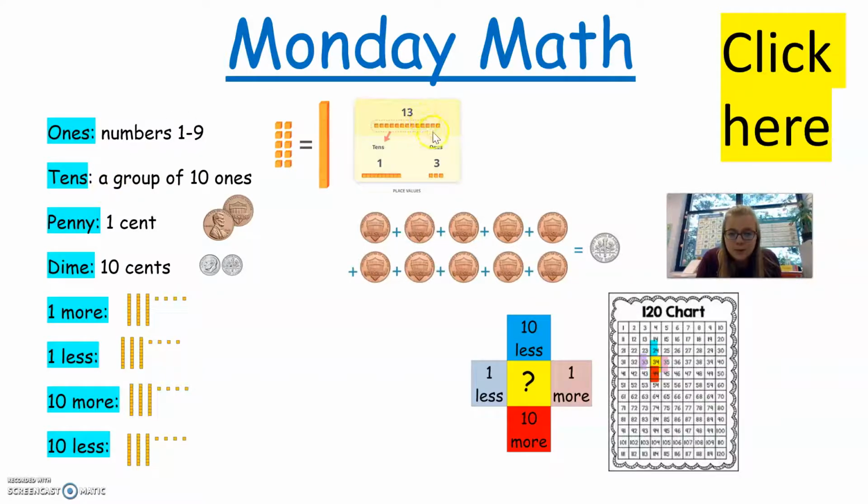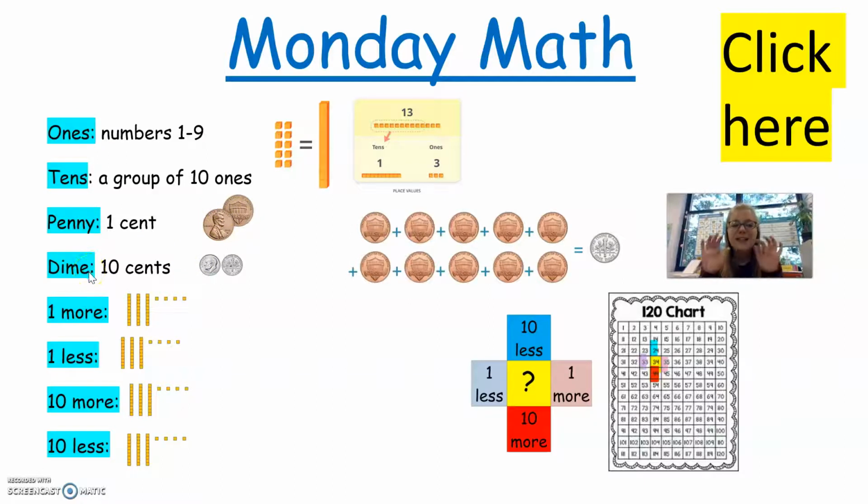Look at the number 13. 13 has one group of 10, so there's one rod, and there are 3 ones left over. Pennies and dimes are kind of similar to those. So pennies are worth 1. So pennies are like our ones. They're worth 1 cent, and they look like this. They're a little bit bigger, and they're copper in color.